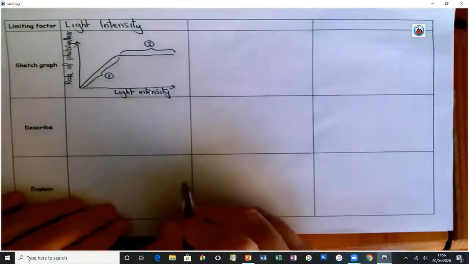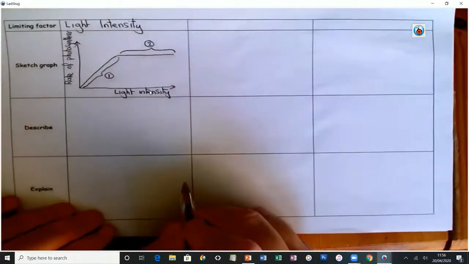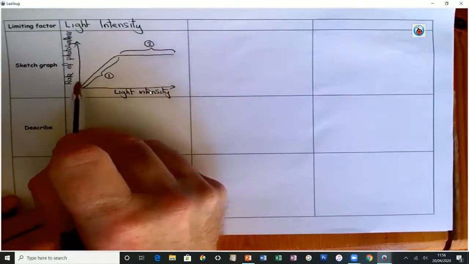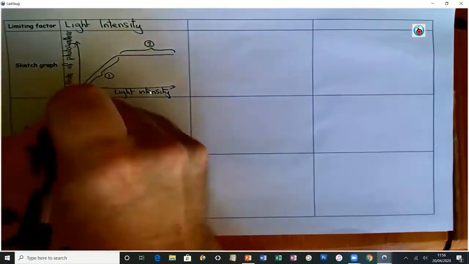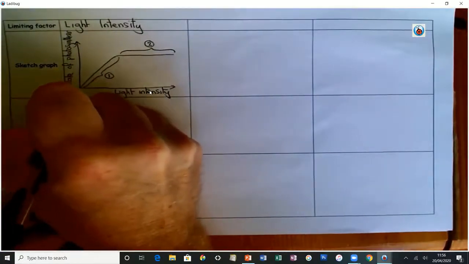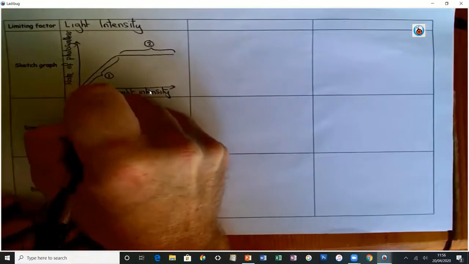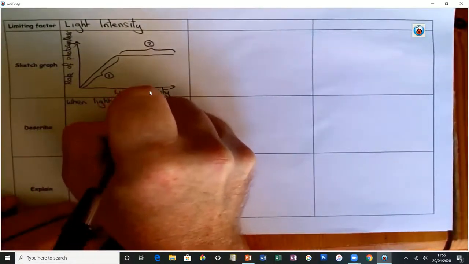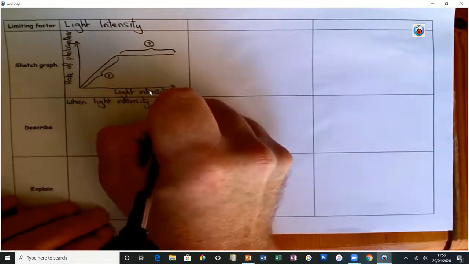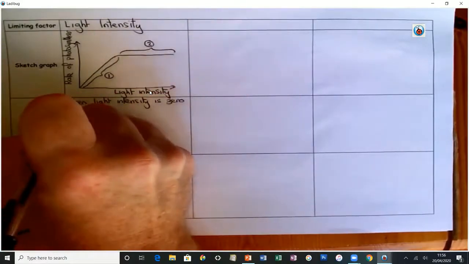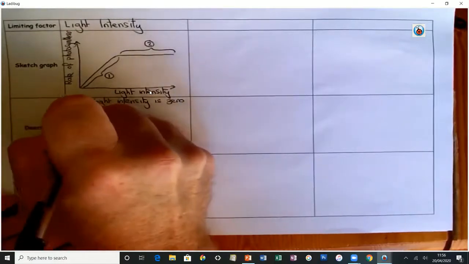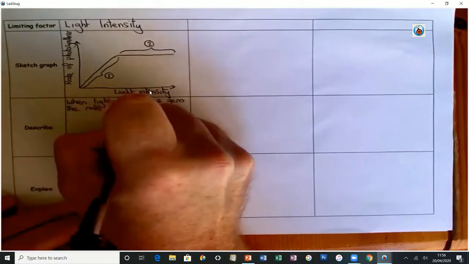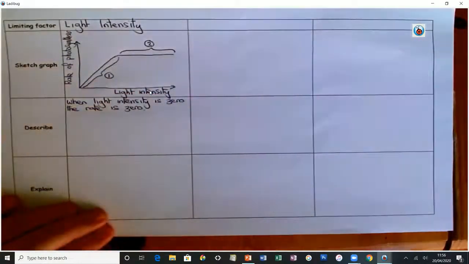Okay, so describe what is happening in the graph. So first thing we can see, when light intensity is 0, rate of photosynthesis is 0. So when light intensity is 0, the rate of photosynthesis is 0. So that's the first thing we can see.